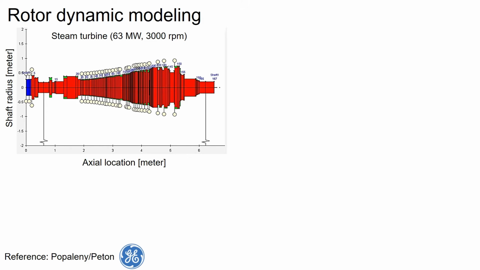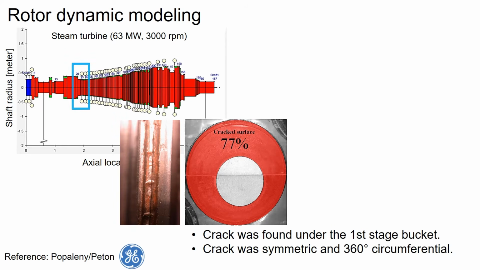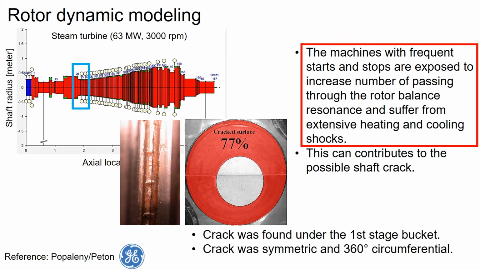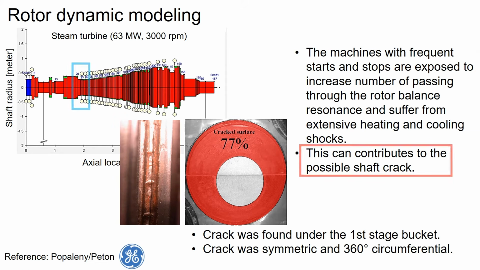Let's look into the rotor dynamic modeling. Here is a 63 megawatt steam turbine. A circumferential crack was found at the first stage bucket. Machines with frequent starts and stops are exposed to an increased number of passes through resonance and suffer from extensive heat and cooling shocks. And this can contribute to a possible shaft crack.